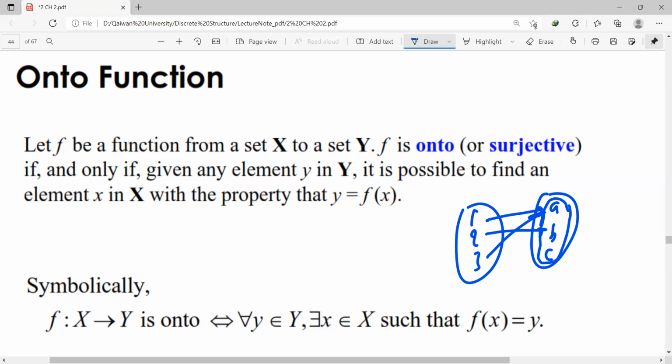So here in this example, it's not an onto function because C is in Y, but there is no element in X which has image C.